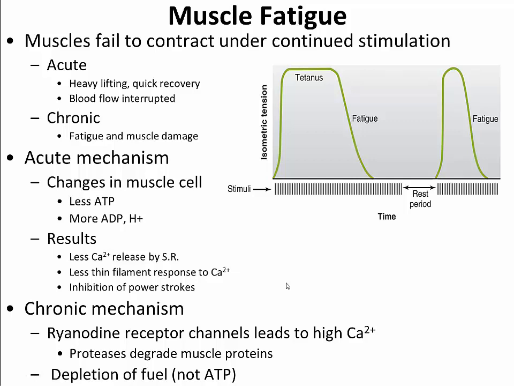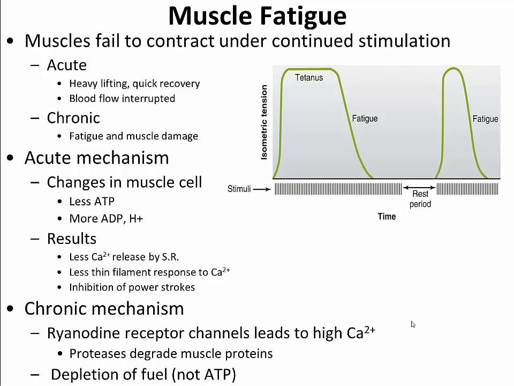Again, hopefully to be clear, acute fatigue can be caused, as we divided it up here, by two different mechanisms. One is the blockage of blood flow. The second is the changes in the actual cell and the effects on the mechanism of muscle contraction that we list right here. Now, interestingly, the mechanism of chronic fatigue seems to be quite a bit different than the acute mechanism.